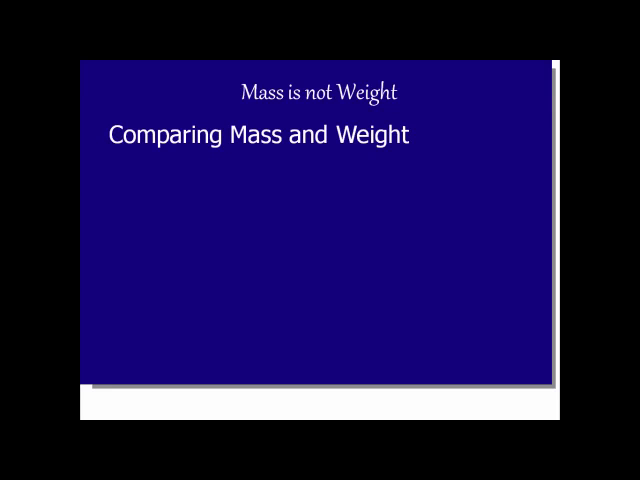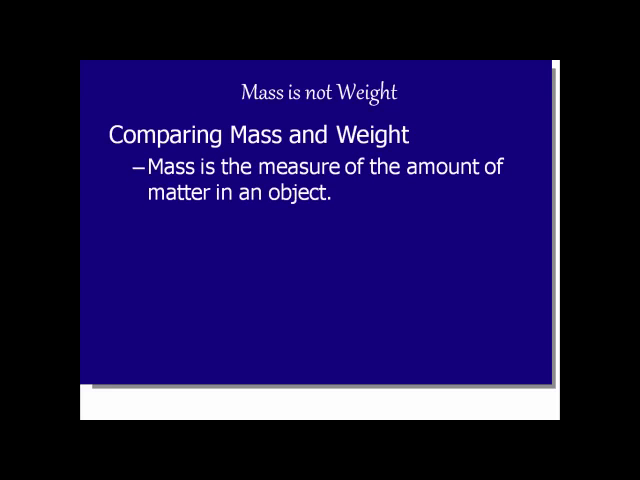Terms that are frequently used in a science class are mass and weight, and sometimes they are used incorrectly. So let's see if we can't clarify this. Mass is the measure of the amount of matter in an object. So, in other words, the amount of stuff an object contains. We've talked about one way to measure mass is to use a balance. Balances in our science classrooms typically measure in grams.